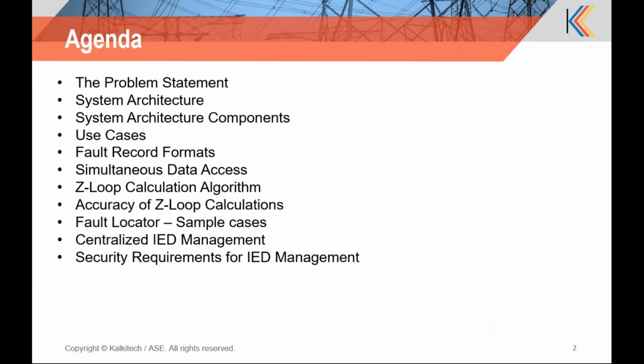So going ahead with the agenda items. First, what problems we are solving, followed by system architecture, its components, different use cases, fault record formats, what we collect, and simultaneous data access, that is for configuration as well as fault and event retrieval. Then the loop impedance calculation algorithm, how we calculate the loop impedance from the COMTRADE or fault file, and how we use it to calculate accurately the location of the fault.